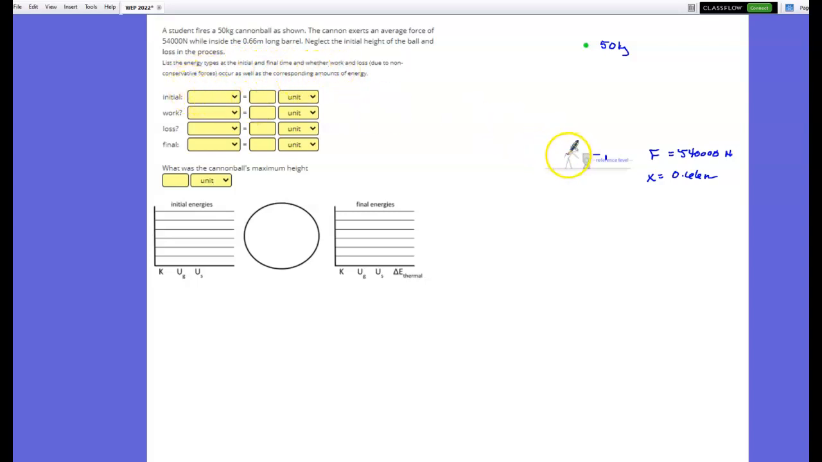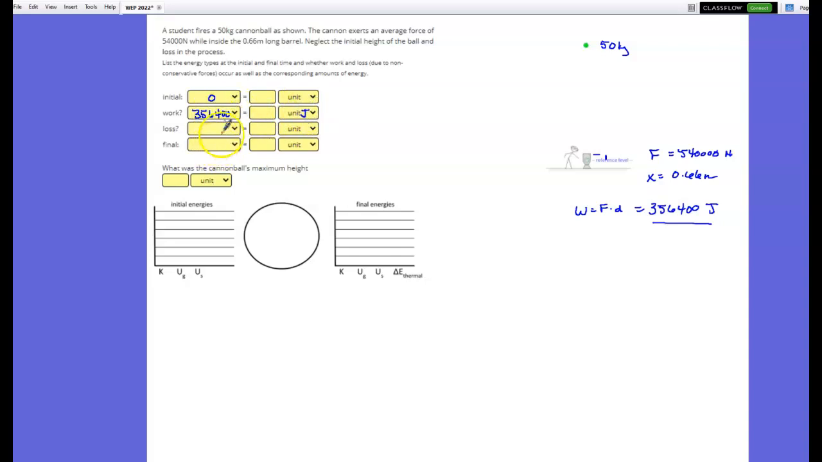Okay, initially. So initially, it is sitting here and it's not doing anything. And so there is no energy. Work is done as the cannon exerts a force on the cannonball, and that work is equal to force times distance, and they gave us both of those. So I'm going to multiply those two things together. 540,000, the right number of zeros, times 0.66. I get 356,400 joules. So that's the work done here, 356,400 joules.